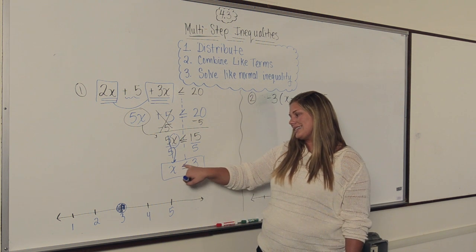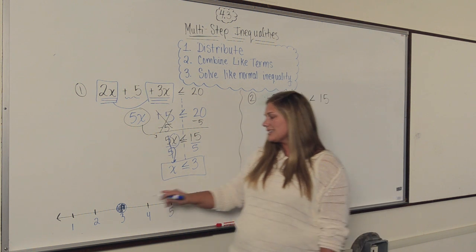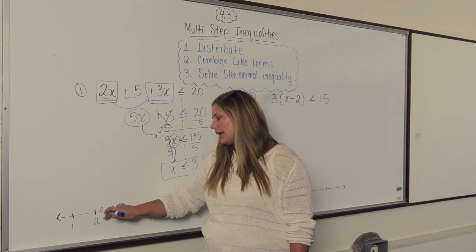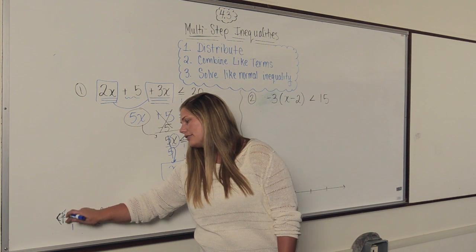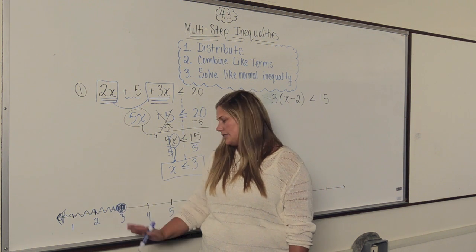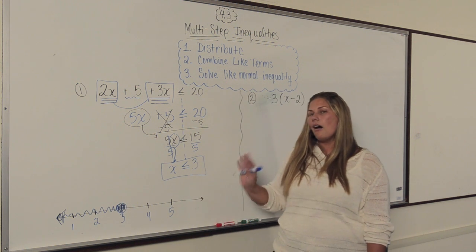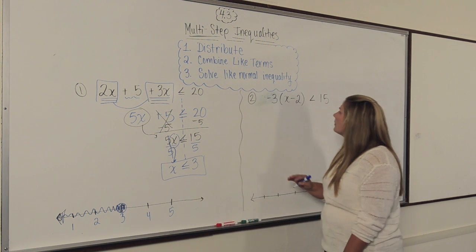Then it says x is less than 3. Well, if x is less, numbers get less when I go to the left. So it's all the numbers on the number line to the left of 3. 2 is less than 3. 1 is less than 3. All those numbers to the left.